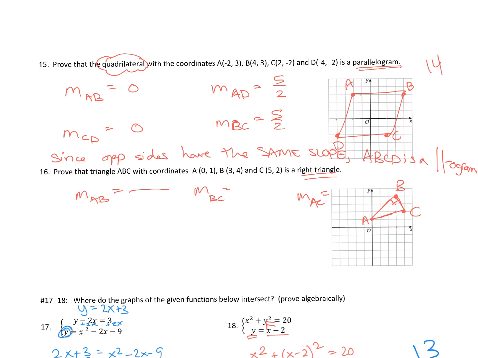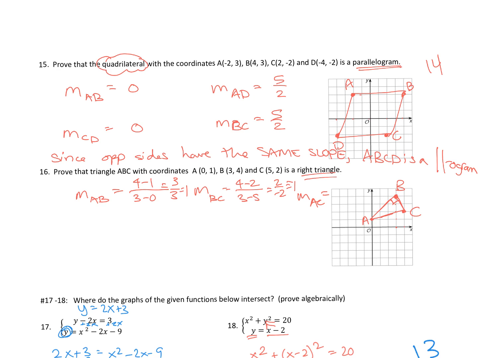So let's do AB together. The slope of AB then would be the difference in my y values, so 4 minus 1, over the difference in my x values, 3 minus 1. Looks like I'm getting 3 over 3, or 1. And then my slope of BC, so again, I'm going to do the difference in my y values, so 4 minus 2. Then I'm going to do the difference in my x values, so 3 minus 5. Looks like I'm getting 2 over negative 2, or negative 1.